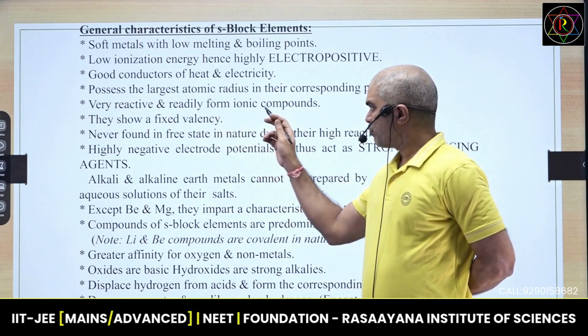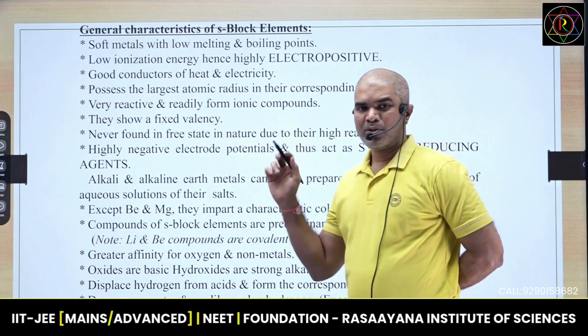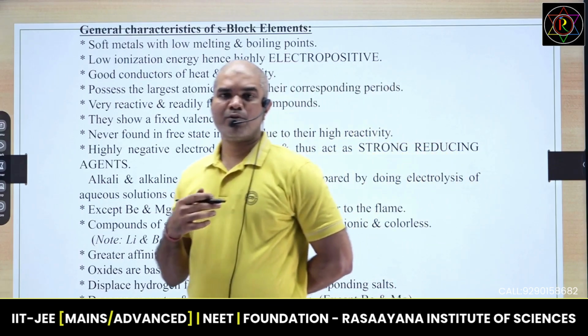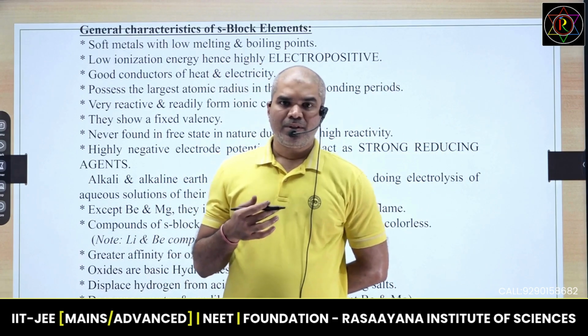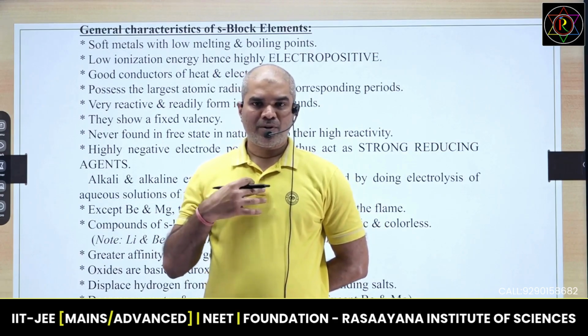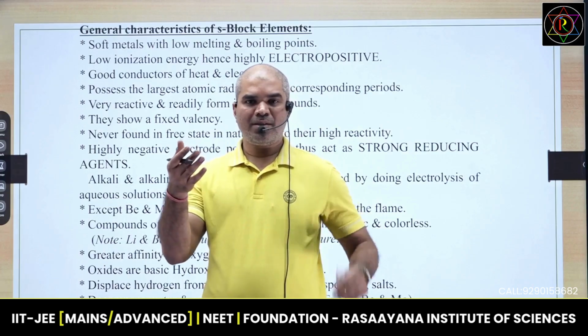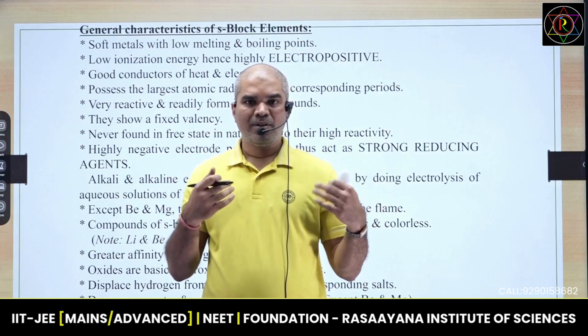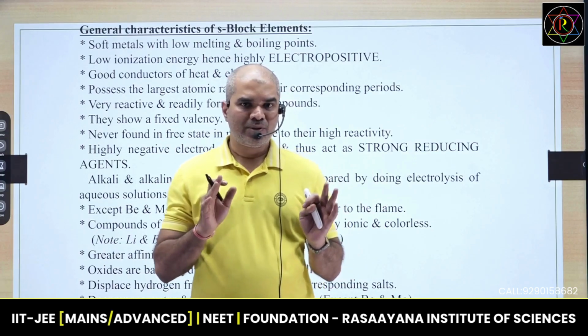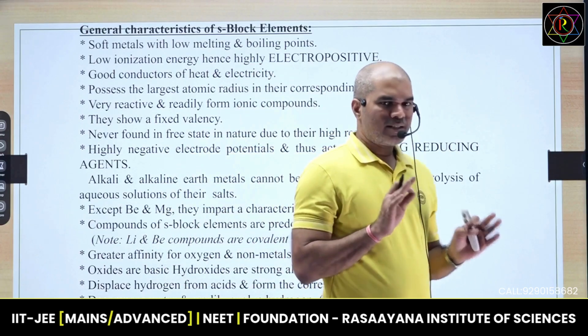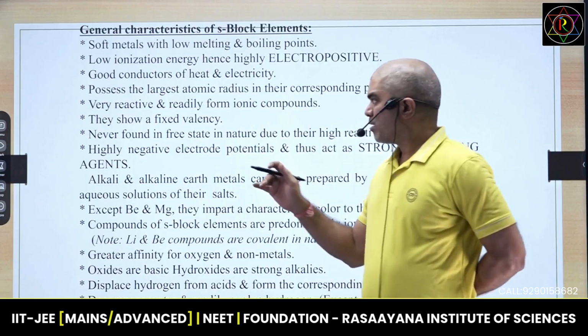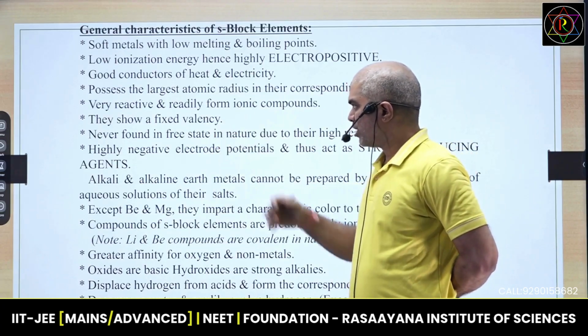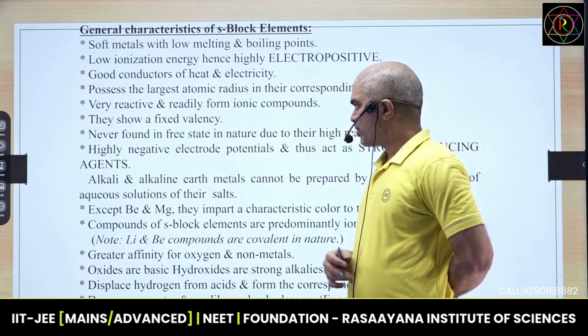Very reactive and readily form ionic compounds. Instead of forming covalent compounds, these are ready to form ionic compounds. Why are they ready to form ionic compounds? Because they are ready to lose electrons. If there is some other element which can gain electron, it can easily form ionic compound. So covalent compounds are very rare, except with beryllium, because beryllium is very small. So beryllium you can find to be forming some covalent compounds.